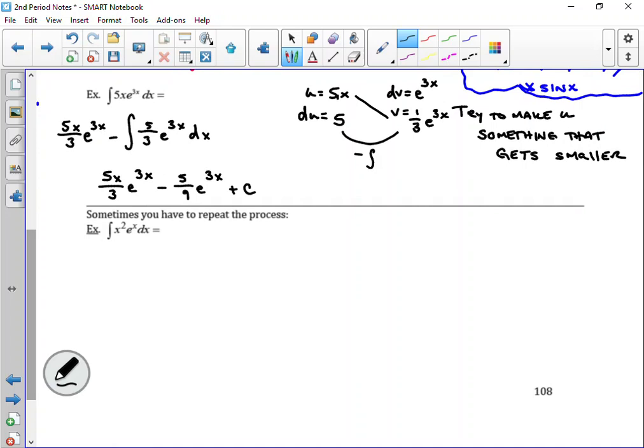So make u something that, when you take the derivative, if you do it a whole bunch of times, it's a substitute.